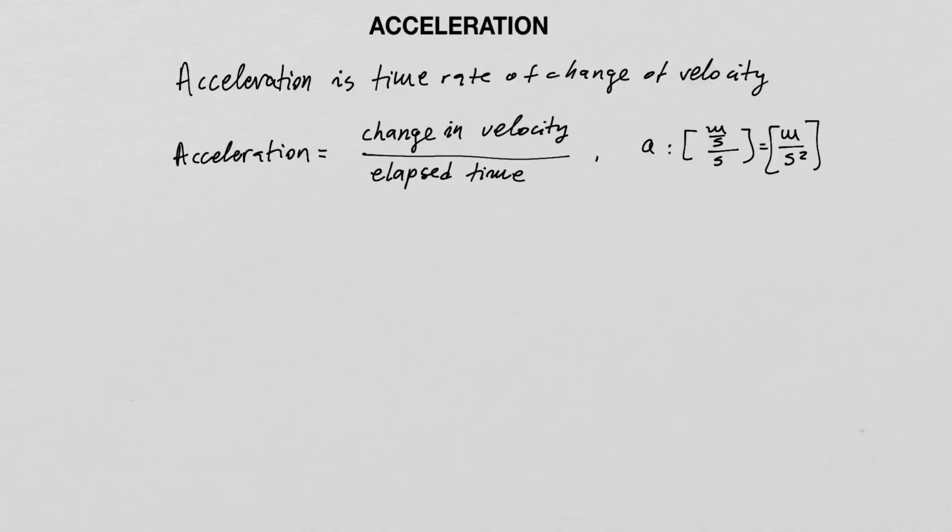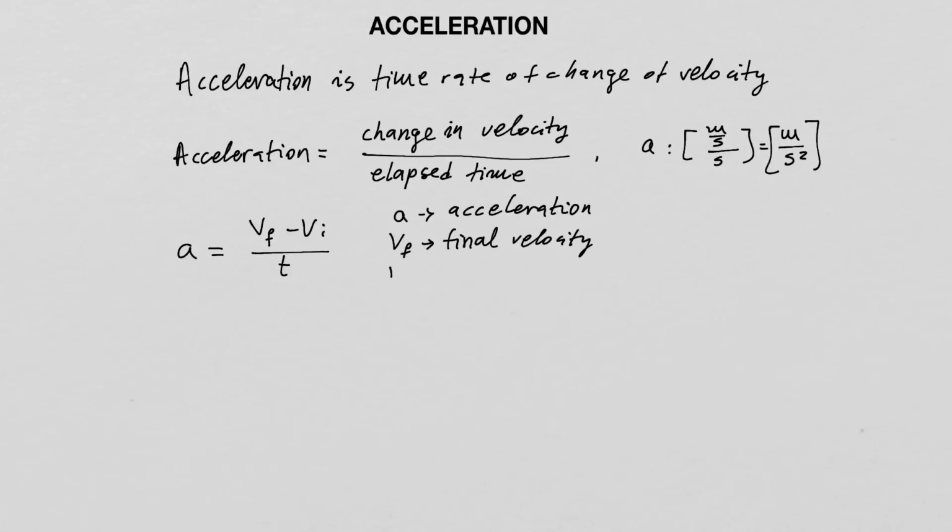In formula form, acceleration is written as: the acceleration A is equal to the final velocity minus the initial velocity, divided by the elapsed time, where A is the acceleration, V sub F is the final velocity, V sub I is the initial velocity, and T is the elapsed time.